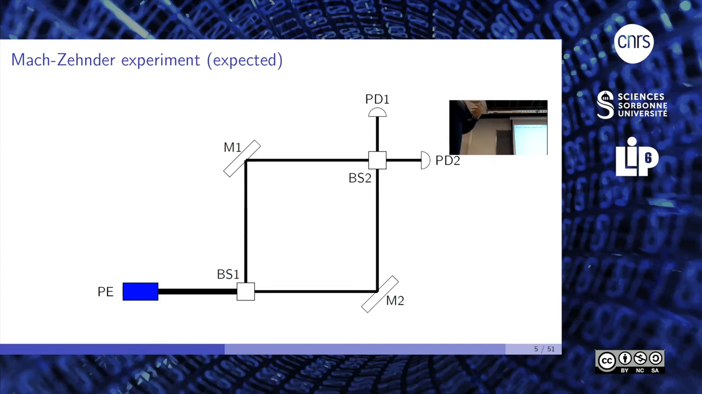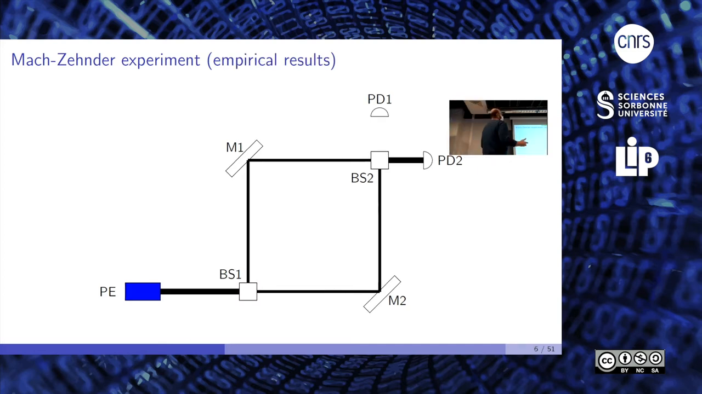But when you put things in practice, 100% of the photons that you create come to this second photon detector. None of them go up, as you would expect if you explained this experiment classically. So experiments like these show that we need a different way of explaining the world, a different way of explaining how things work at this microscopic level.